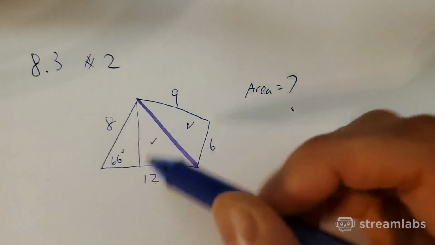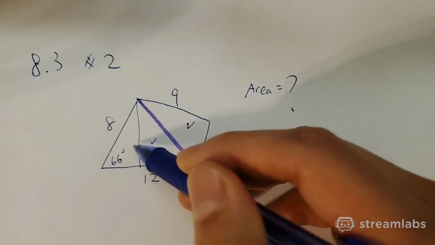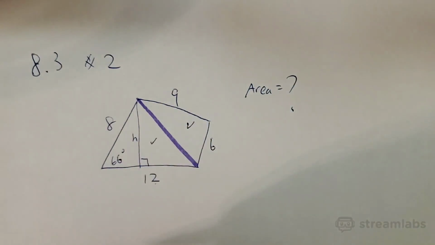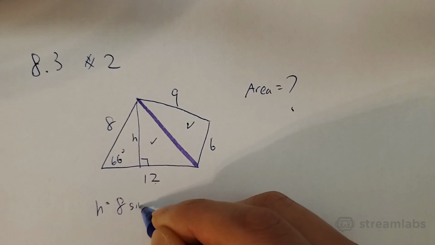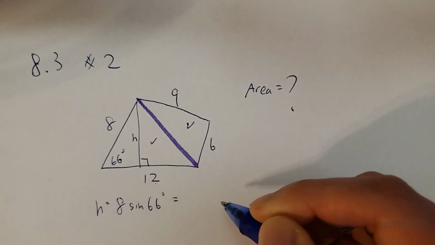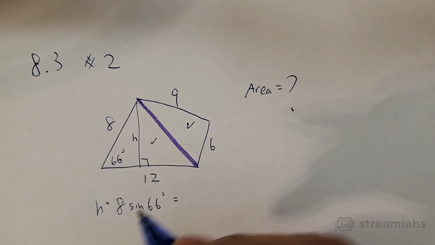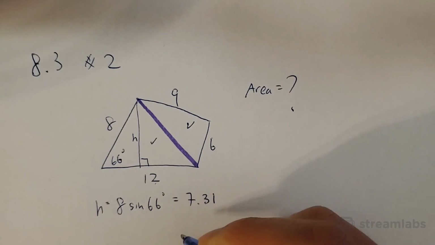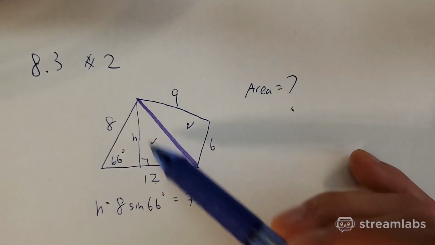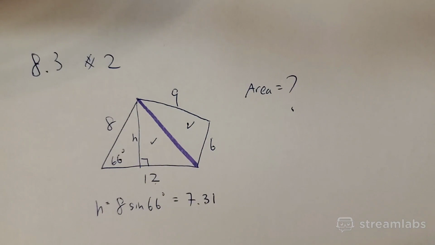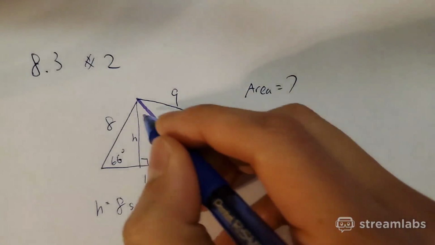But you can find the height here. The height would be related to sine, right? If you want to find the height, it is 8 sine 66, which is going to be 7.31. Okay, 7.31, that would be your height. Once you find it, you can find the area, so let's just call it area 1.